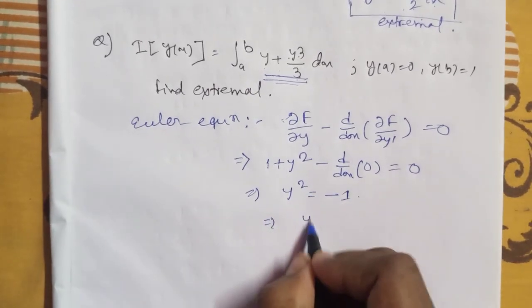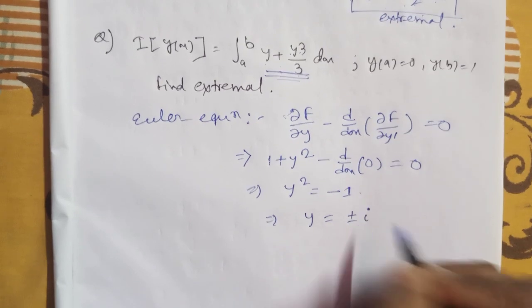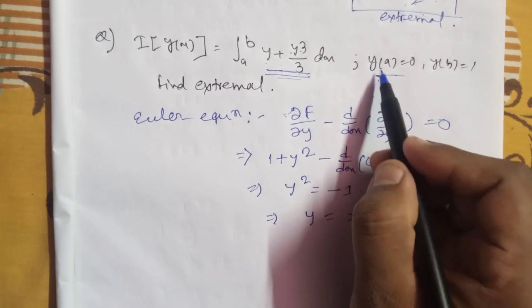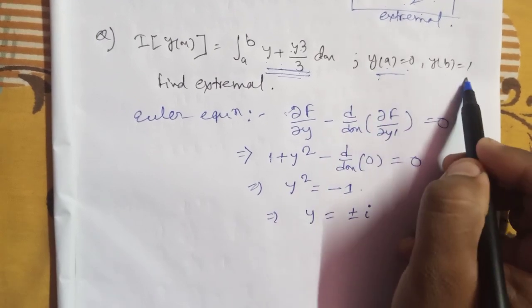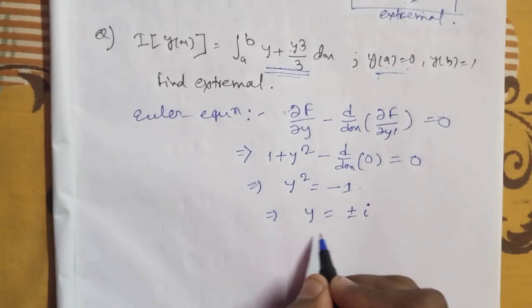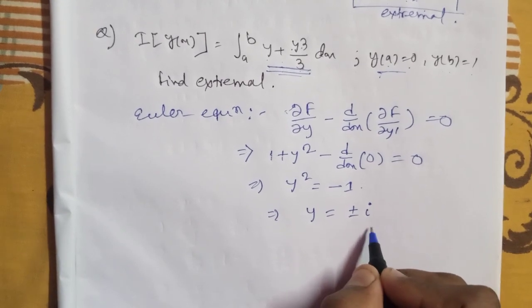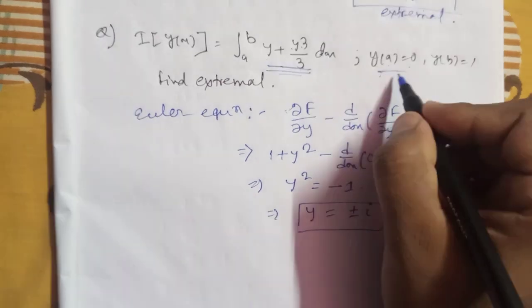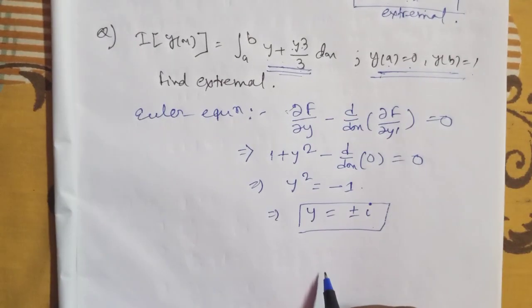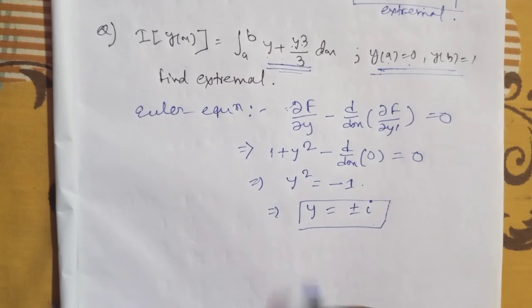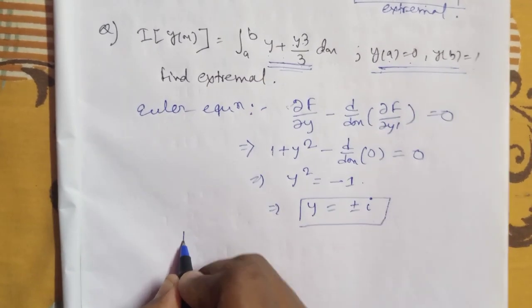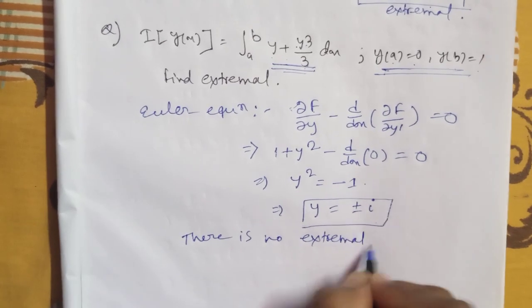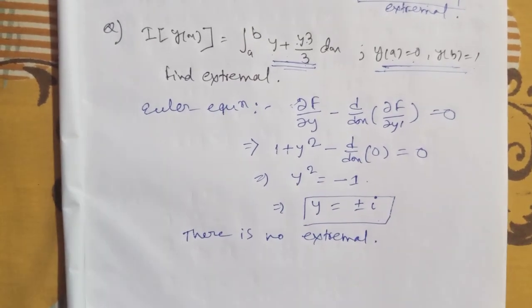So what is the value of y? The value of y is plus minus i. But the boundary condition given is y(a) equal to 0 and y(b) equal to 1. So no term of x is here. So this solution contradicts our boundary conditions. So what can we conclude? We can conclude that there is no extremal. So you have to be aware of that.